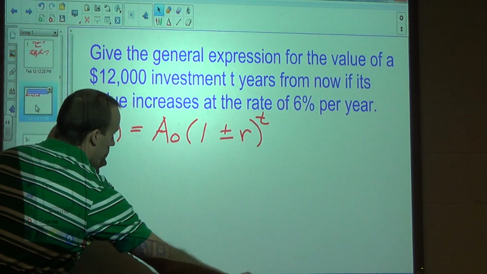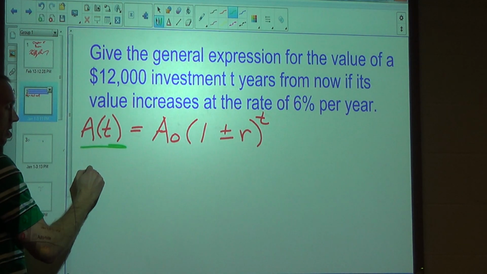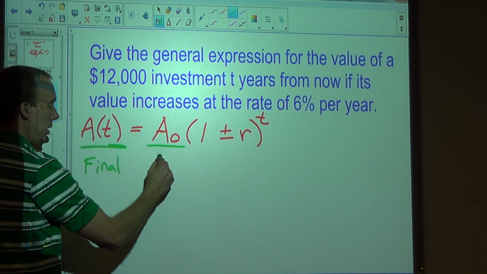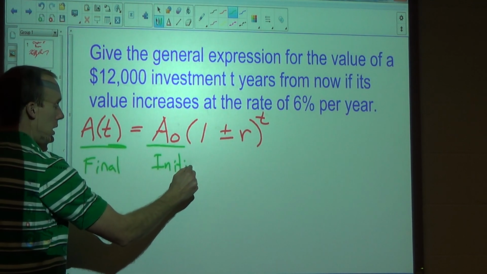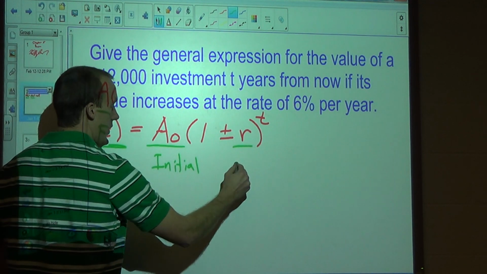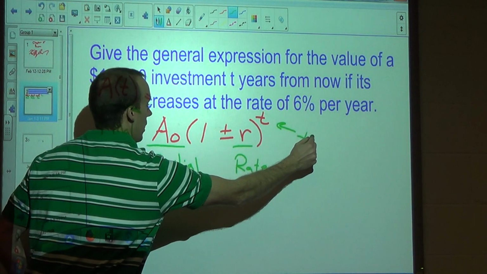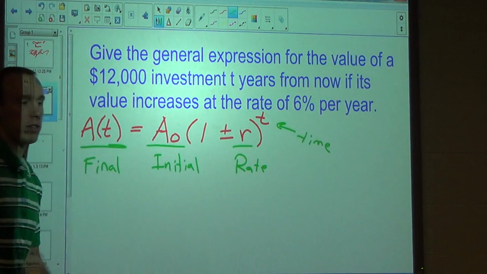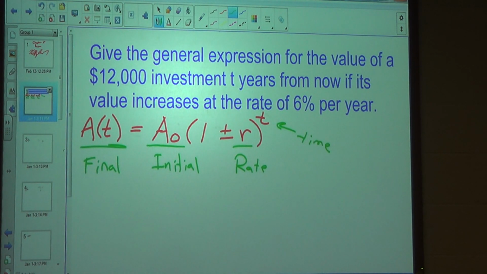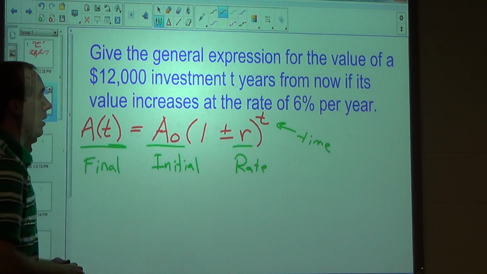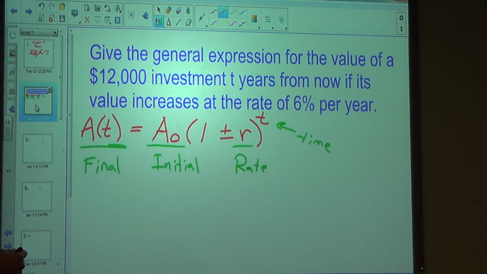Okay, so quick refresher. What's this value always going to be? Final. What's this value? Initial. What is this value? The rate. And what is this? The time. So if you don't know that, just to make sure you remember it. Alright, so let's fill in some information and see what we know.